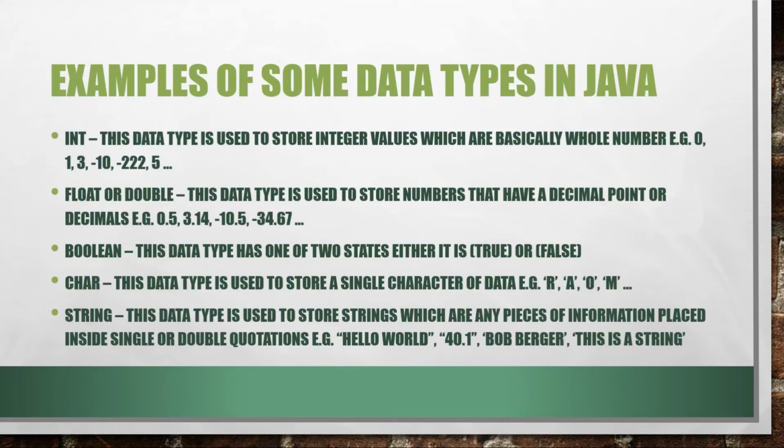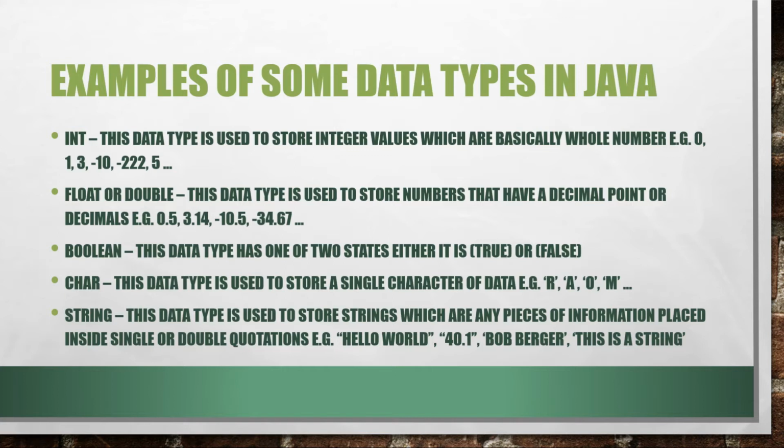So here are some examples of some data types in Java. These are known as primitive data types, or basically data types that come with Java. We'll go more into data types later on where we talk about user-defined data types, but that's for a later video down the series. Okay, so int. This data type is used to store integer values, which are basically whole numbers. Example 0, 1, 3, minus 10, 2, minus 222, 5, and so on. Float or double. This data type is used to store numbers that have a decimal point or decimals. Example 0.5, 3.14, minus 10.5, minus 3.67, and so on.